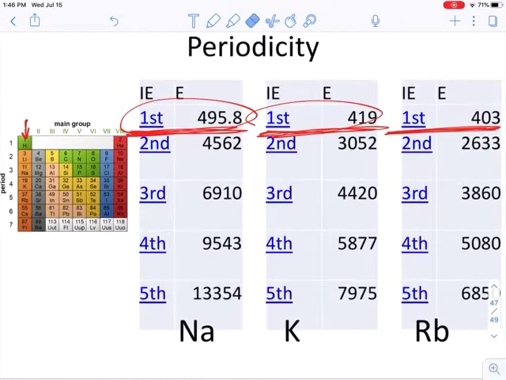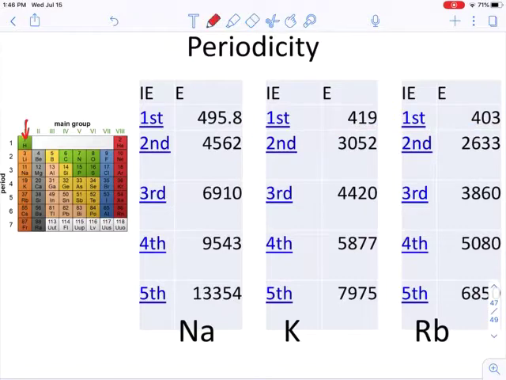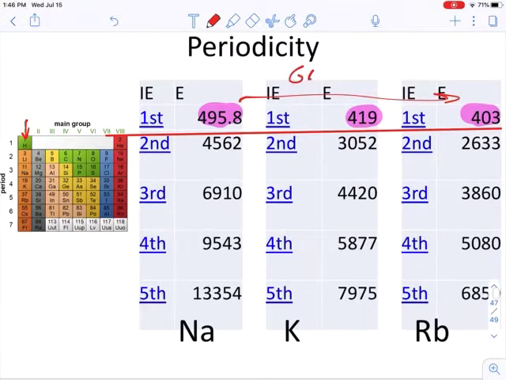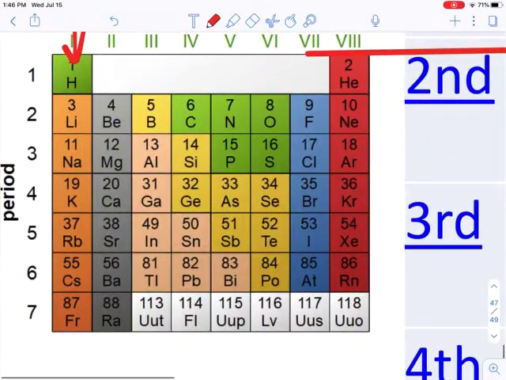Additionally, I want you to compare the numbers for sodium, potassium, and rubidium, but just compare them here, here, and here. And what do you notice? You notice that sodium is more than potassium, is more than rubidium. So they are decreasing. They are going down. They are easier to remove. And that makes sense.